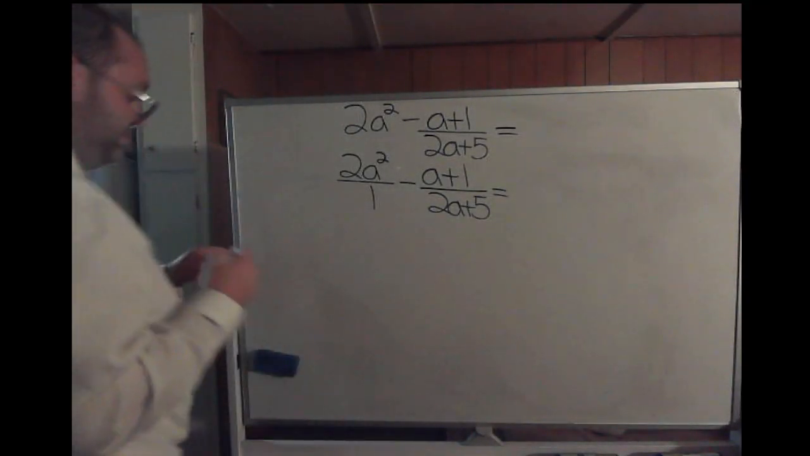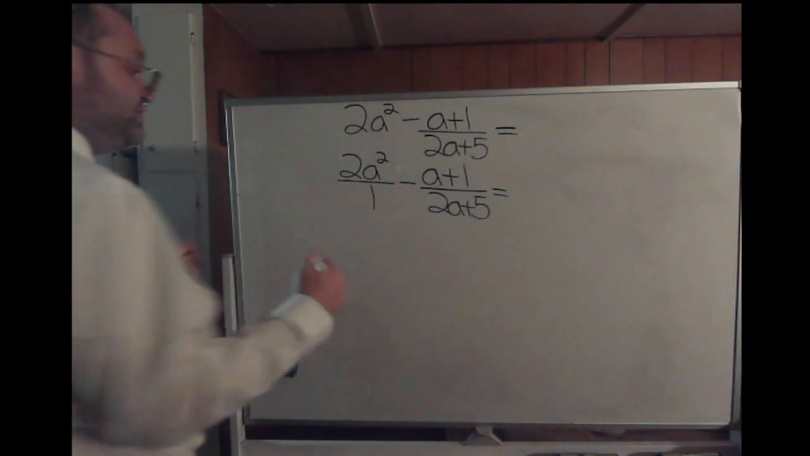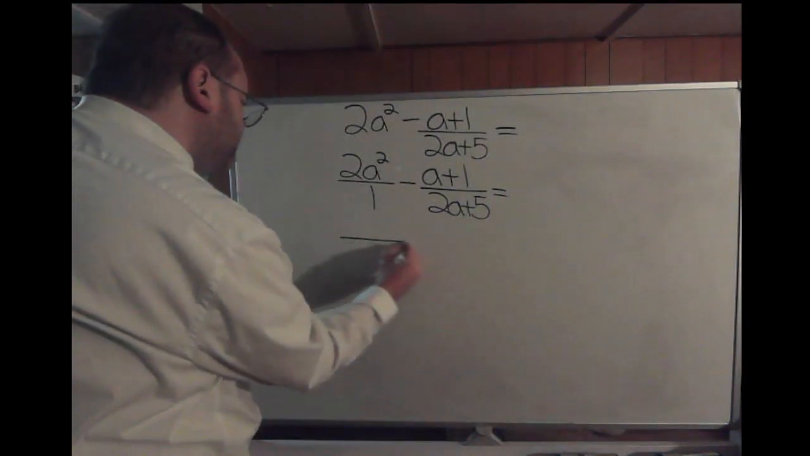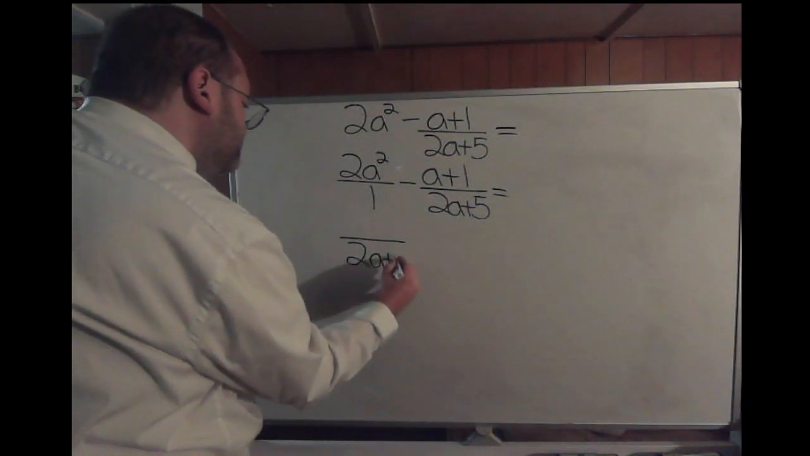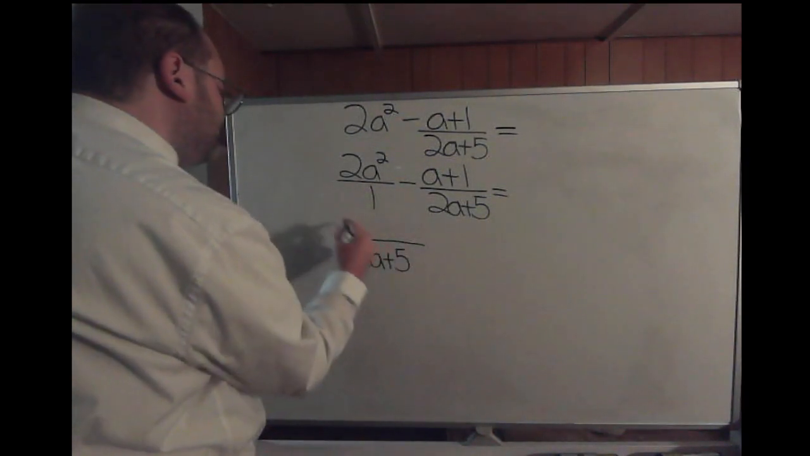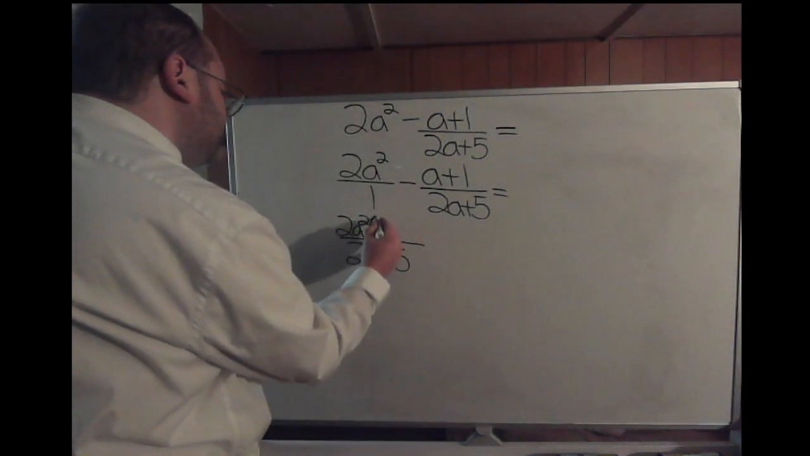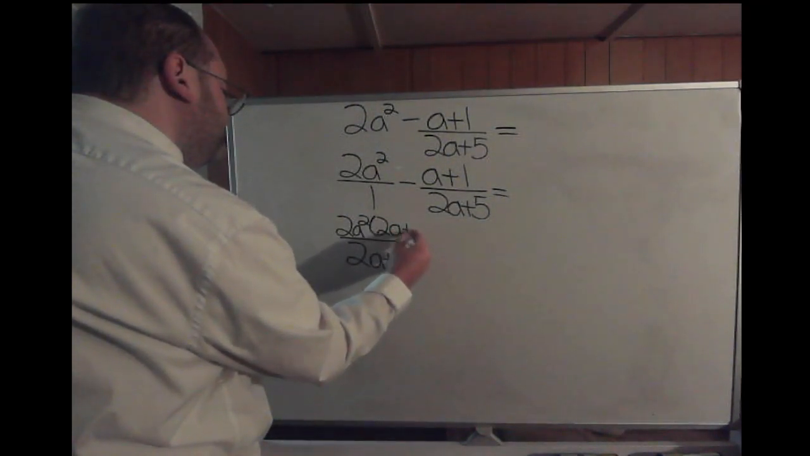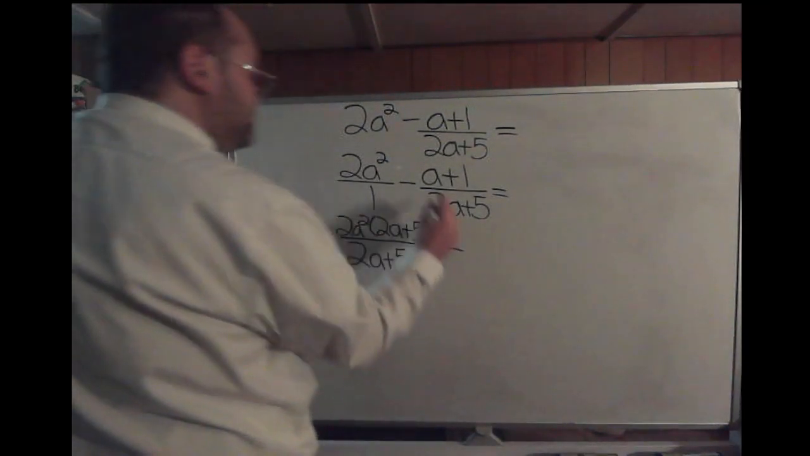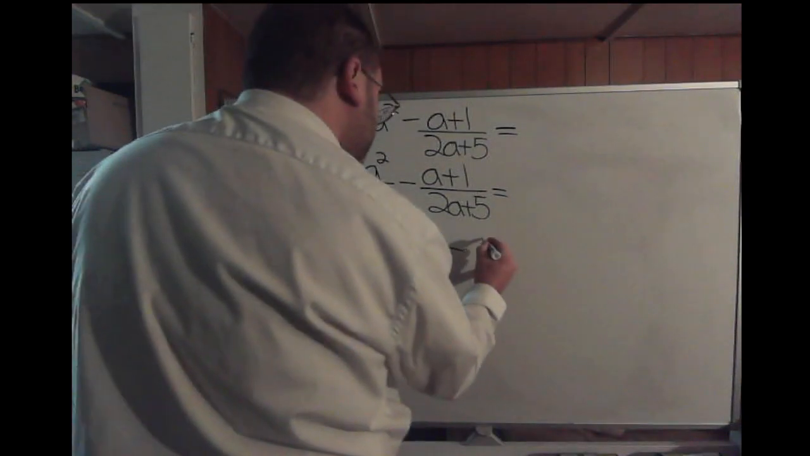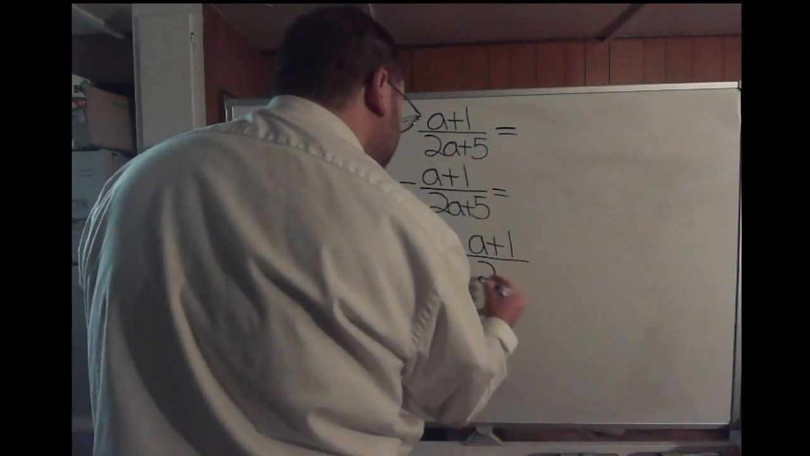Well, the least common denominator is definitely going to be 2a plus 5. So let's go ahead and convert that 1 into a 2a plus 5. We've done that, but now we have to take that 2a to the second and multiply it times 2a plus 5. Then your second term, that a plus 1 all over 2a plus 5, we can leave alone because it already has the least common denominator.